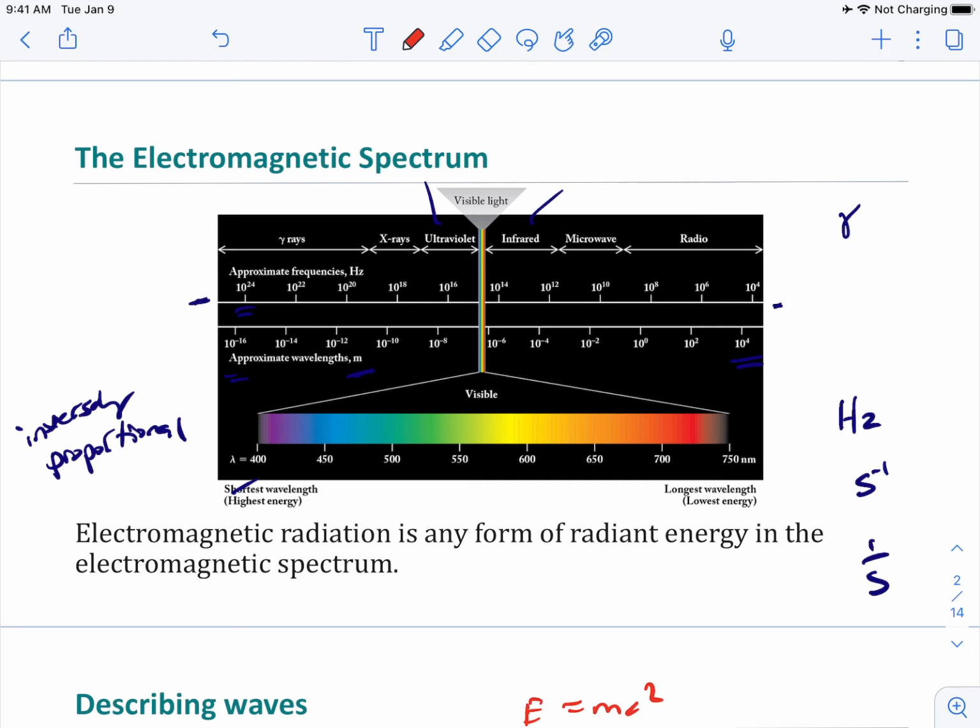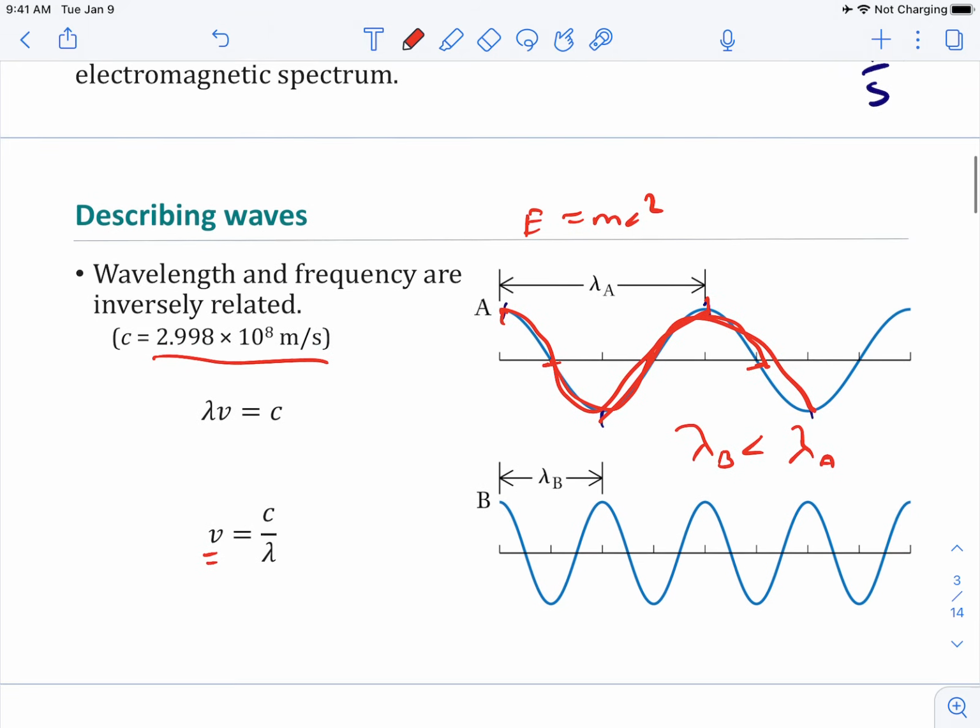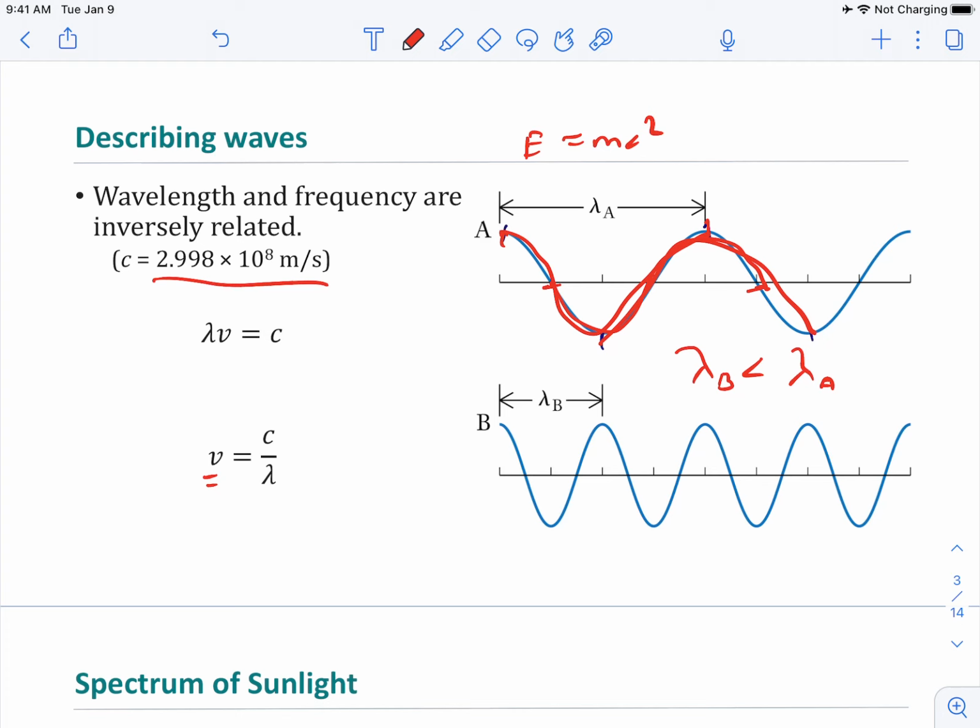All of these are traveling at the speed of light. Our sun gives off the entire electromagnetic spectrum. Not all of it reaches Earth, but it gives off the entire spectrum. It doesn't give off a ton of radio waves or a ton of gamma rays. It gives off a lot more ultraviolet, infrared, microwave in that region. But nonetheless, it gives off the entire spectrum, and they all travel at 3 times 10 to the 8 meters per second. That is the speed that light travels in a vacuum. It changes if it travels through air, changes if it travels through water. It doesn't change that much through air. It's a small change.